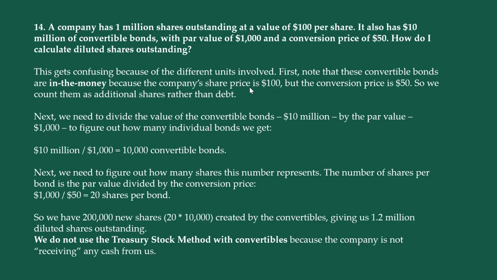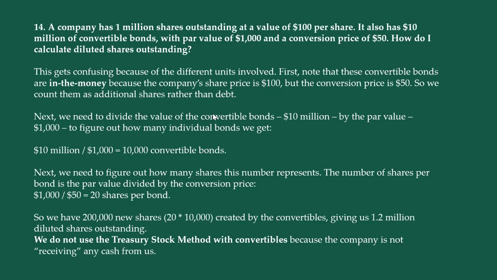This means the share price is greater than the conversion price, and this states that it is in the money, because it does make sense that I can buy something worth 100 for $50. So the current share price is 100 and the conversion price is 50, and I have $10 million of convertible bonds with par value of 1,000. So if the par value is 1,000 and the conversion price is 50, how do I calculate the shares outstanding? They are asking you to calculate the diluted shares outstanding.